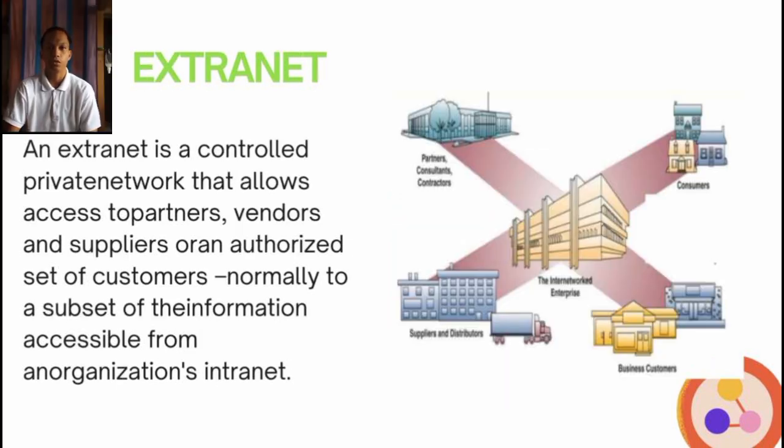An extranet is a controlled private network that allows access to partners, vendors, and suppliers or an authorized set of customers, normally to a subset of the information accessible from an organization's intranet. So, an extranet is a private network that enterprises use to provide trusted third parties such as suppliers, vendors, partners, and customers.